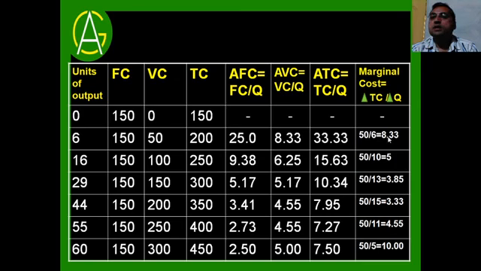Now let us see the behavior of marginal cost. Marginal cost starts decreasing, then at this particular point it reaches the minimum, 3.33, and then again starts increasing. So the marginal cost curve also first decreases, reaches the minimum, and then starts increasing. So this is also a U-shaped curve.